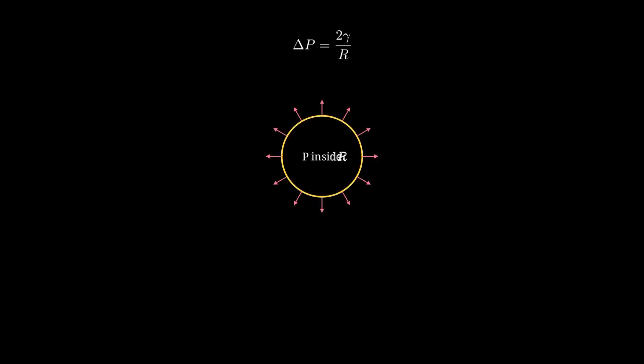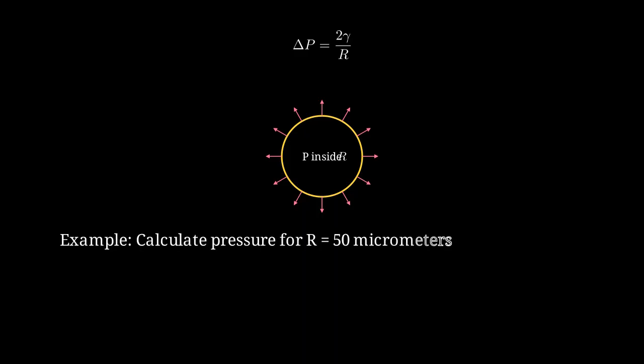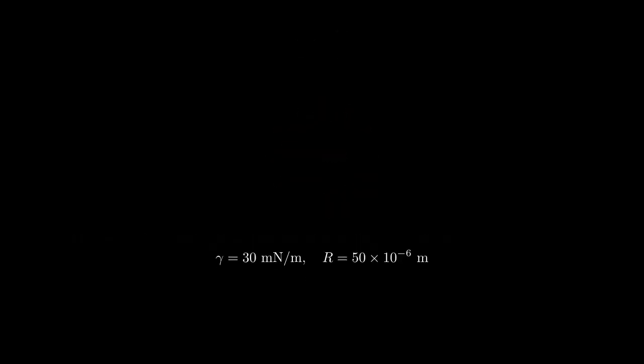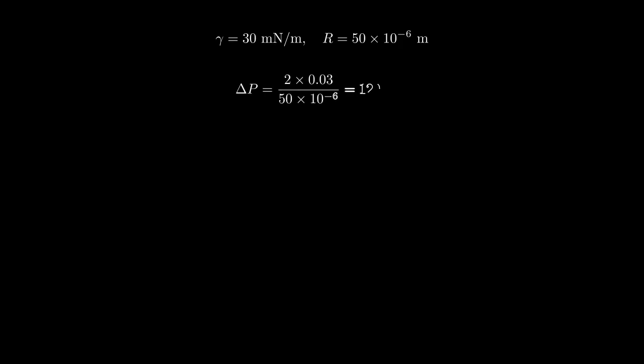Pressure inside a spherical droplet is higher than outside, with the difference proportional to interfacial tension and inversely proportional to radius. Let's calculate the pressure difference for a droplet with radius 50 micrometers. Using an interfacial tension of 30 millinewtons per meter and radius of 50 micrometers, the pressure difference equals 2 times 0.03 divided by 50 times 10 to the minus 6, giving 1200 pascals.